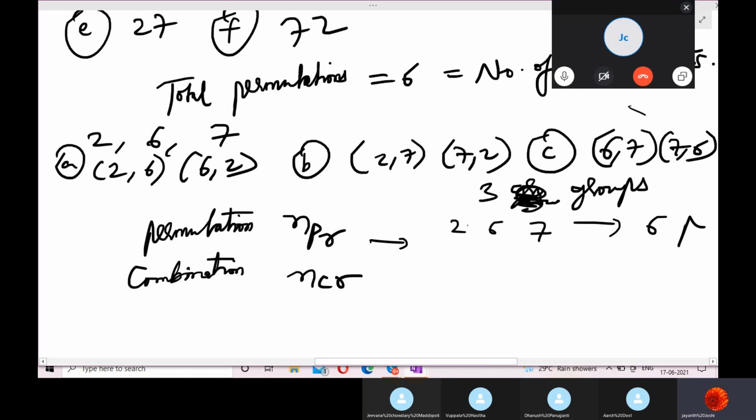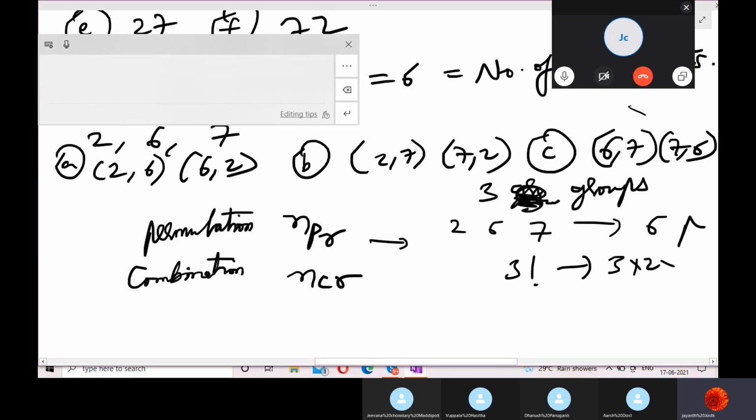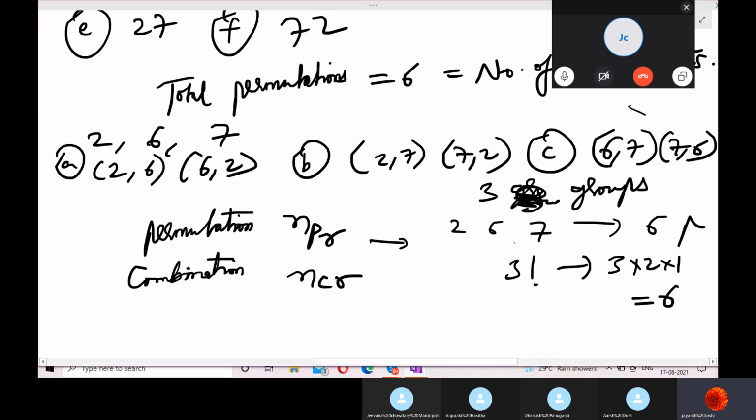What is the formula? nPr. Okay, so there are 3 digits. Here we have these 3 numbers and we have made 6 arrangements out of it, correct? So I can write this as 3 factorial, that is 3 into 2 into 1, that is 6 arrangements, correct? All of you make a note of this.